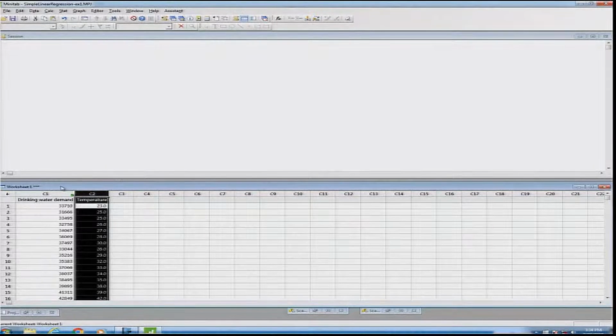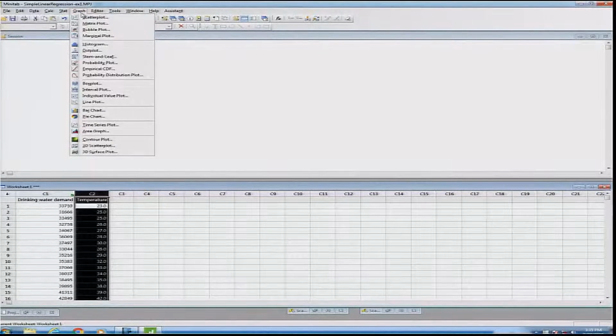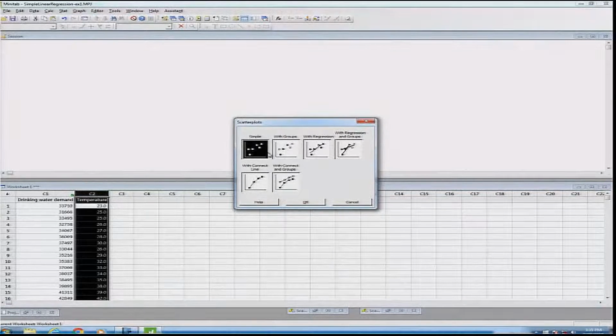So first of all, when we want to conduct a regression analysis, first we have to ensure that the relationship between response variable and independent variable or the explanatory variable is showing a linear trend. For that, Minitab has several options. Similarly, other software also have these options, and we go for a scatter plot.